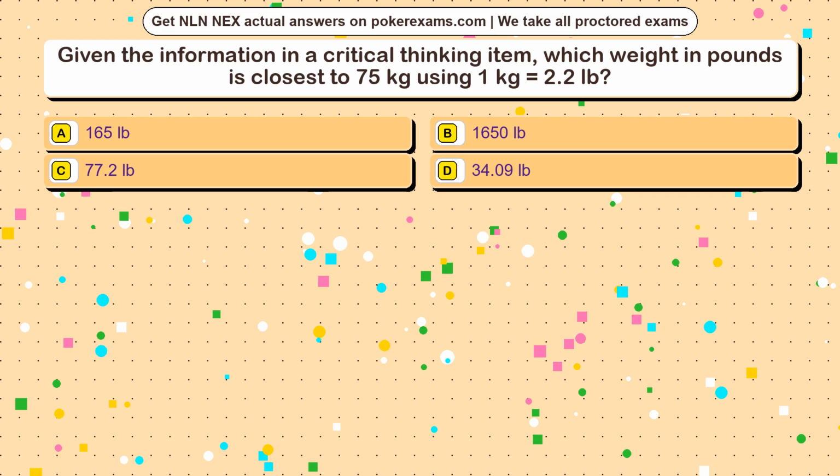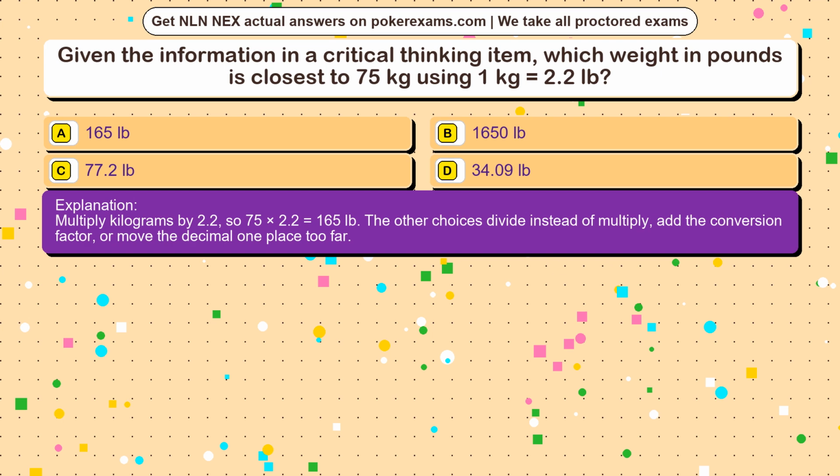The correct answer is option. Multiply kilograms by 2.2, so 75 times 2.2 equals 165 pounds. The other choices divide instead of multiply, add the conversion factor, or move the decimal one place too far.